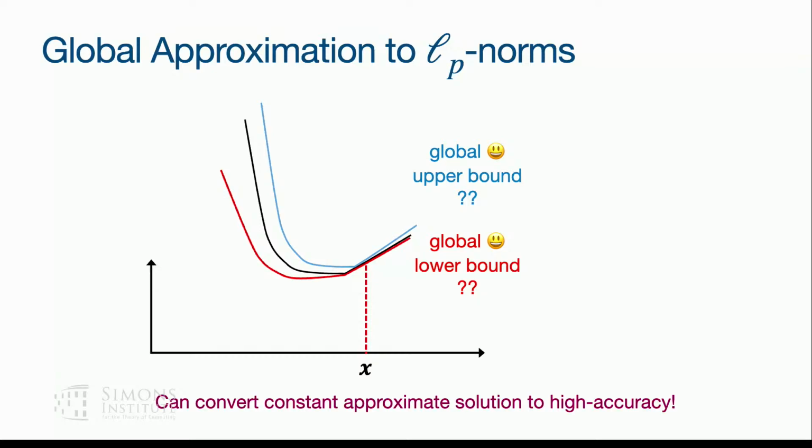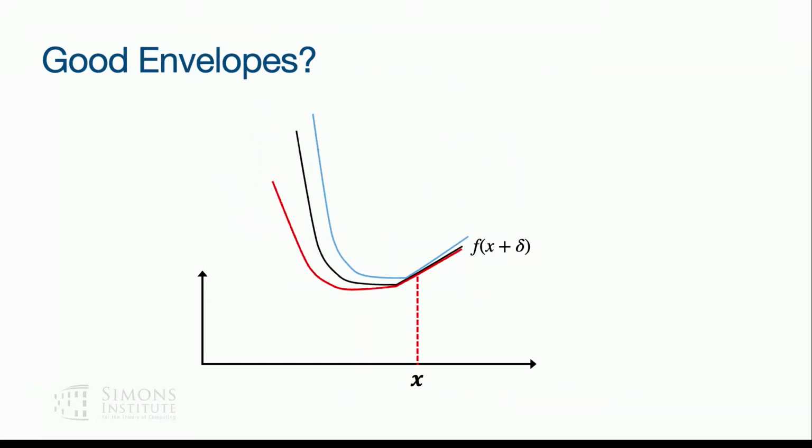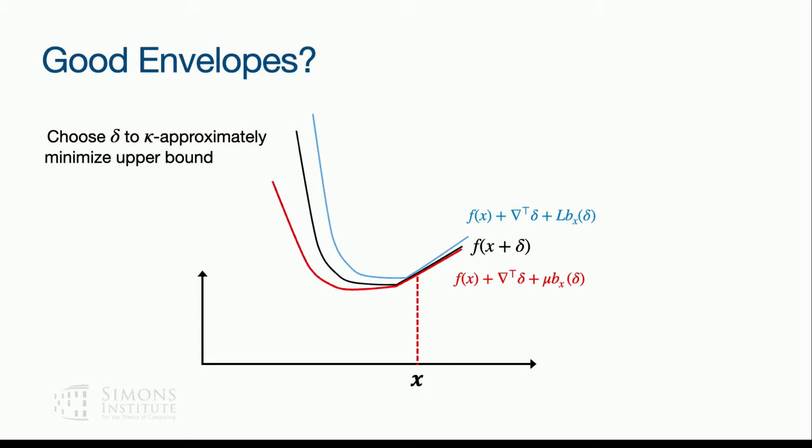And the answer is yes, this would allow us to essentially convert a constant approximation to a high accuracy solution. And we can actually give good envelopes. So we could actually find some good envelopes, and then you can just minimize the upper bound approximately and we converge.